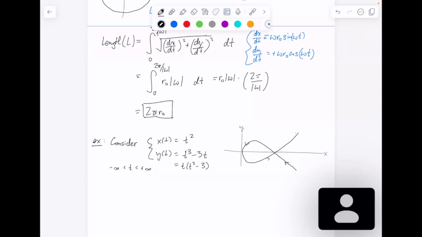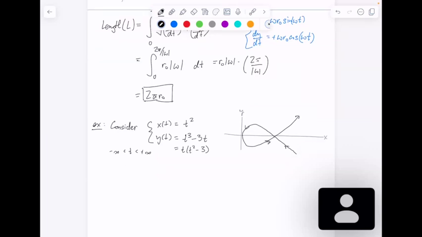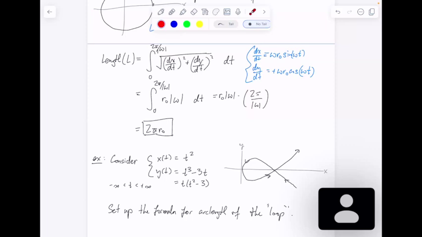given by this parameterization. So now the question is, set up the formula for arc length of the loop. How might we go about this? A lot of this is pretty straightforward, right? You have the formula for arc length. You know exactly in this case what the parameterization is. You don't have to go through the trouble of, I draw a curve for you, you need to figure out the parameterization. You're given it right away.